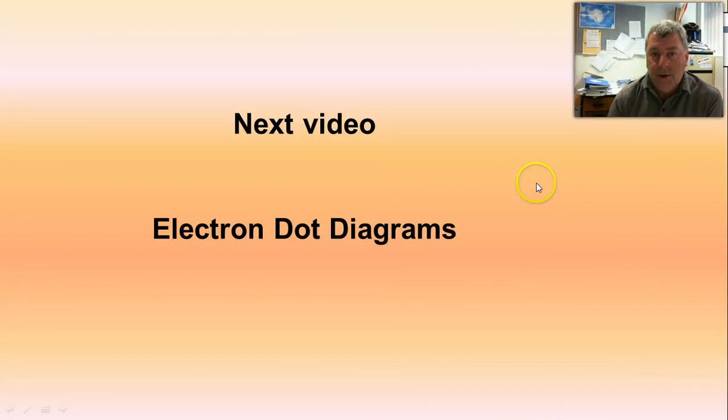So next video we're going to look at electron diagrams, which is just a way of drawing and representing and showing the covalent bonds and the distribution of electrons within covalent molecular substances.